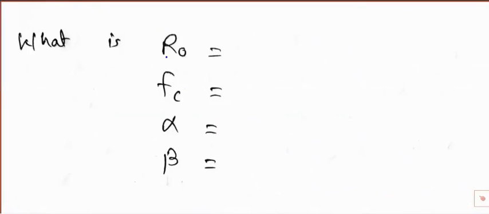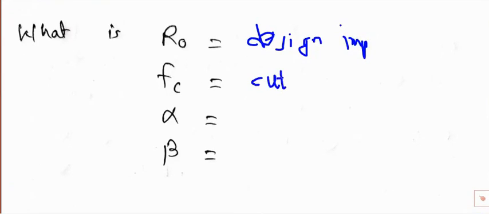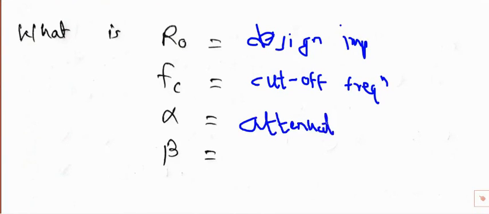Before that, what is R0? What is the name for R0? Design impedance. R0 is called as design impedance. What is Fc? Cutoff frequency. What is alpha? Attenuation. What is beta? Phase shift. Beta is phase shift.